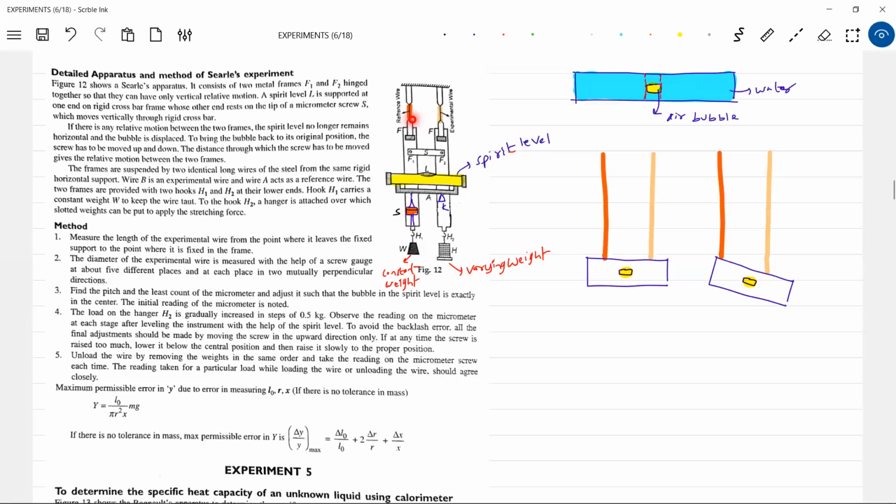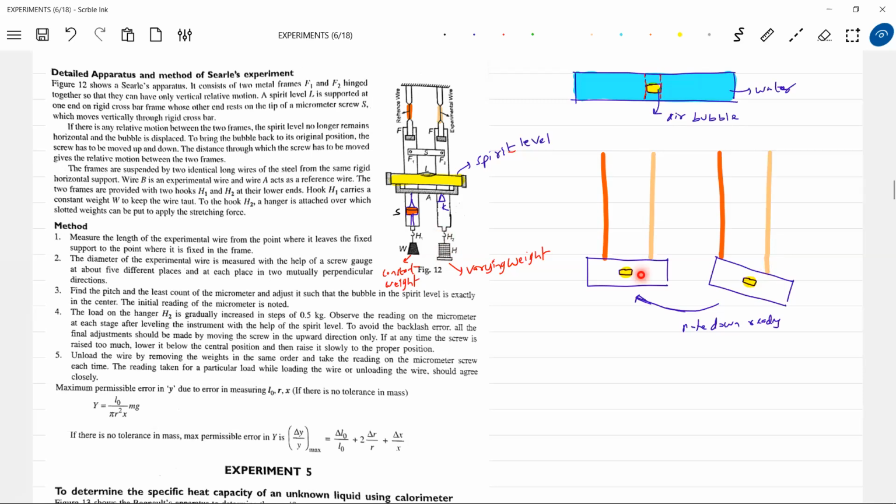So how much this got elongated due to the suspended weight, it should get elongated. So how do I come to know? The level will help us here. As I rotate this screw, this particular red color experimental wire, there's a reference wire, will also get elongated. How do I come to know how much it should get elongated? When the bubble comes to this position, here is where we'll be noting down the reading. So from the reading you come to know what that elongation is. For a corresponding load, we got an elongation.